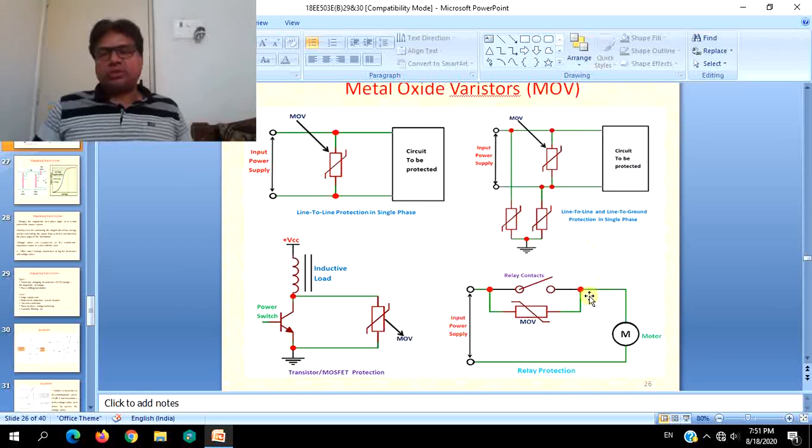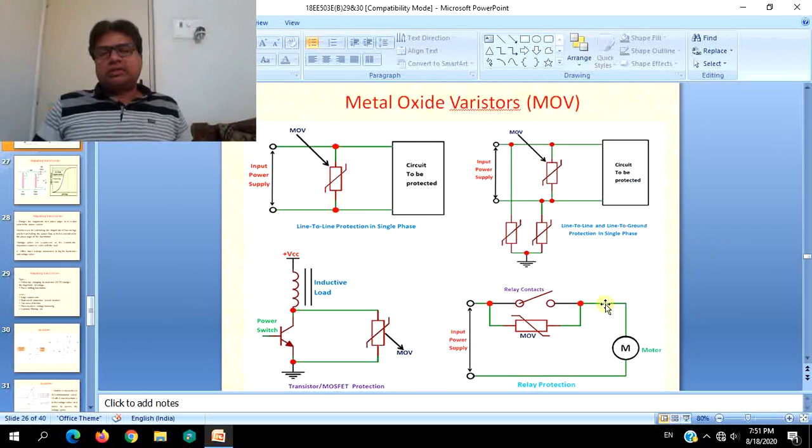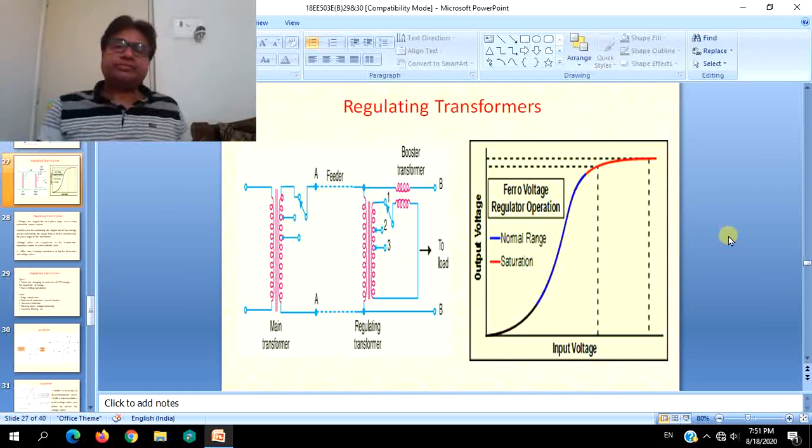That circuit is not shown here, but this is how an MOV can be used for relay protection, where higher currents or higher voltages will not be applied across the relay contacts. So these are certain cases where MOVs are used. When compared to the isolation transformers, these are very simple for protection, and cost, size, everything are less.